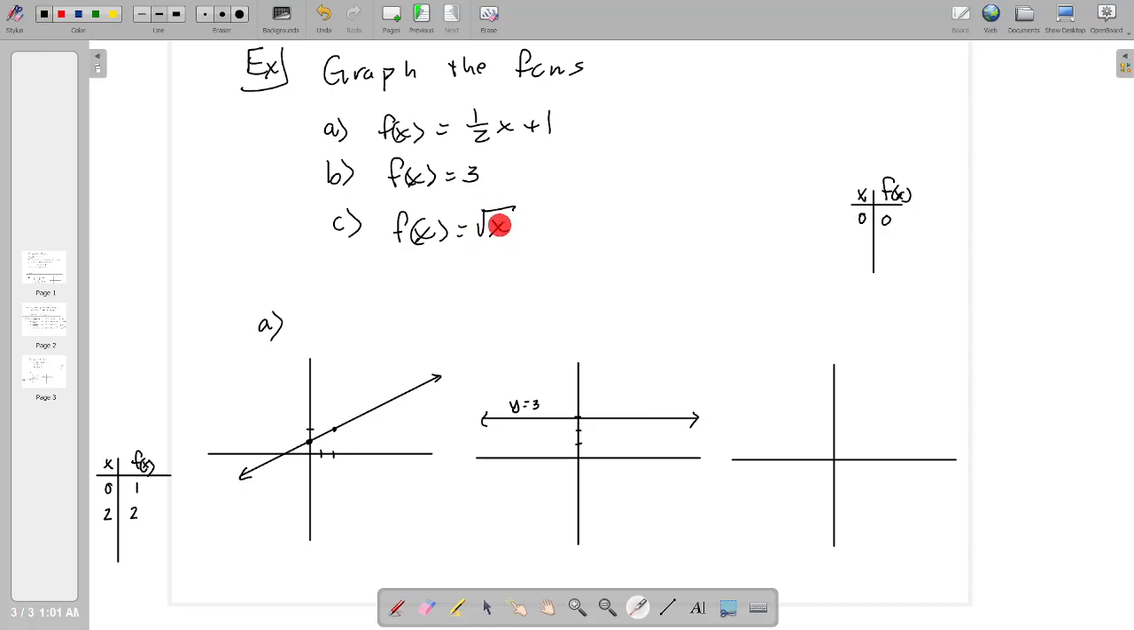Now I'm going to choose x equals 1. And why am I choosing 1? Also because it has a nice square root. Square root of 1 is 1, so we get this.